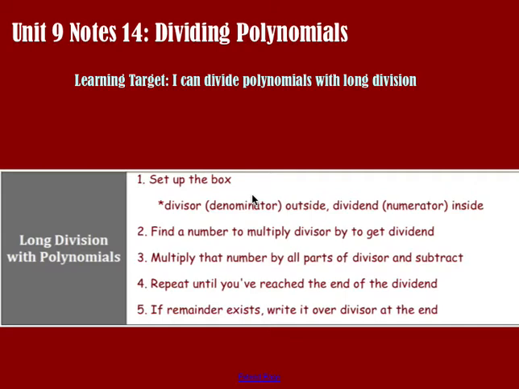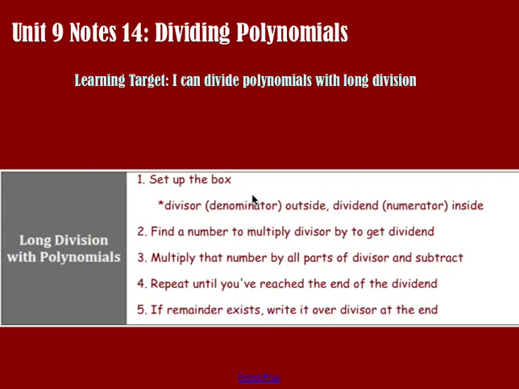The first thing you're going to do is set up the box. Your divisor, or the denominator, what you're dividing by, is going to go on the outside, and the dividend, or what's the numerator, is going to go on the inside. So then you want to find a number to multiply the divisor to get the dividend. Multiply that number by all parts of the divisor and subtract, and repeat until you've reached the end of the dividend. Remember, the dividend is what you are dividing, okay? And if a remainder exists, you're going to write the divisor at the end.